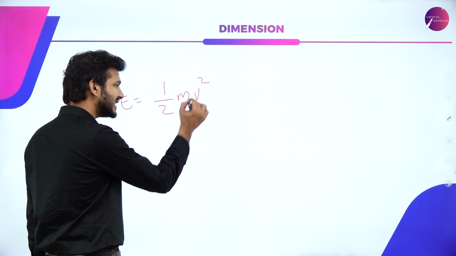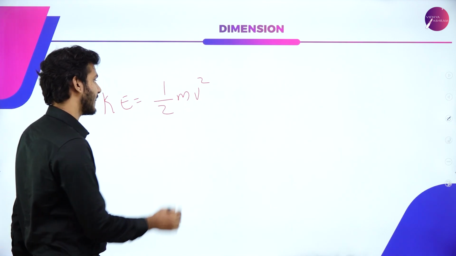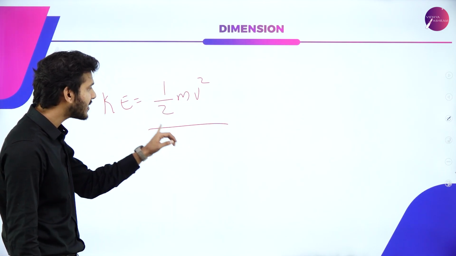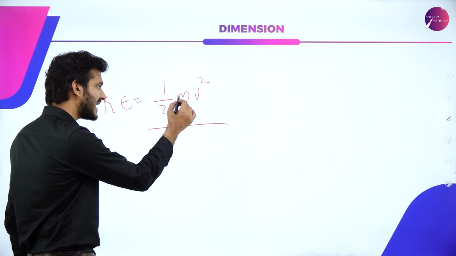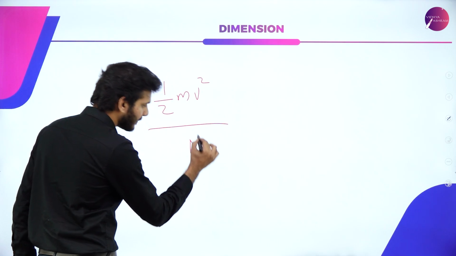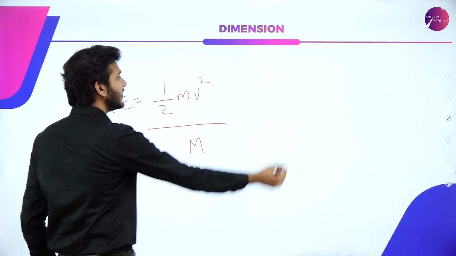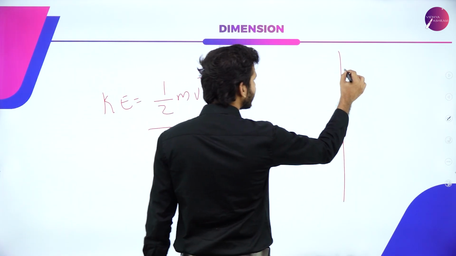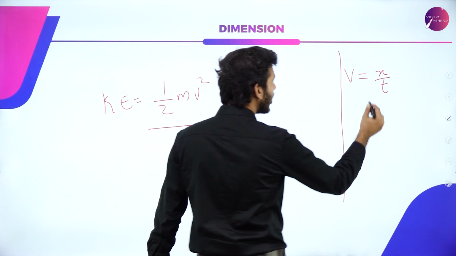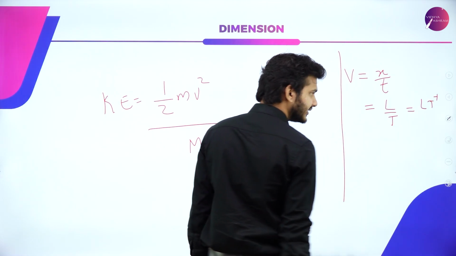So we can say that this particular equation can be written as, first, we identify what the fundamental terms are. This is a constant, which means this 1 by 2 is not being considered by us. The next term is m, which is mass. So for mass, we will write M. And the next term is velocity squared, for which we just found the equation for velocity, that is v is equal to x by t, or displacement by time, or simply L by t, which is equal to LT inverse.